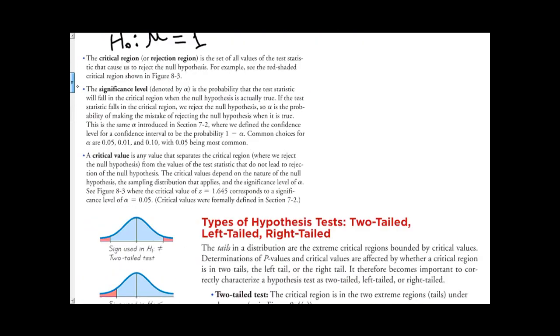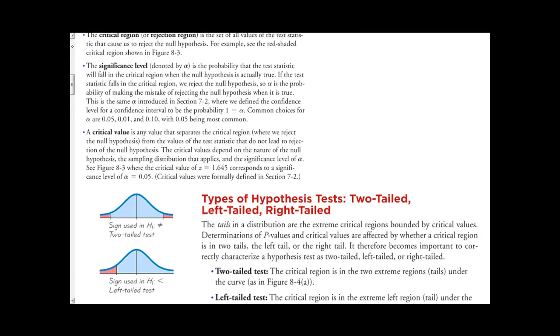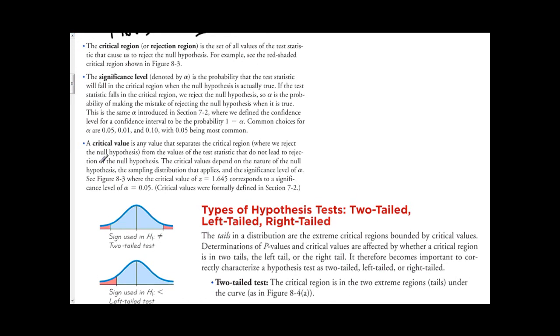All right, the next thing I want to talk about is critical values. So let's talk about critical values. And first, we need to talk about critical regions. The critical region or rejection region is the set of all values of the test statistic that cause us to reject the null hypothesis. Well, the test statistic we're going to get from the sample. So basically what we're saying is we're going to get a number from a sample, and if that number from the sample is in this set of values, it's going to cause us to reject the null hypothesis. That's why it's called the rejection region.